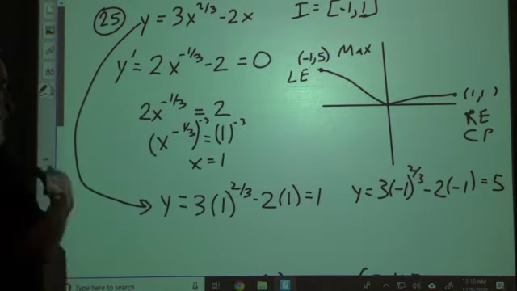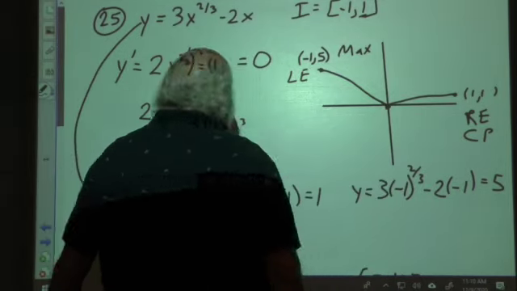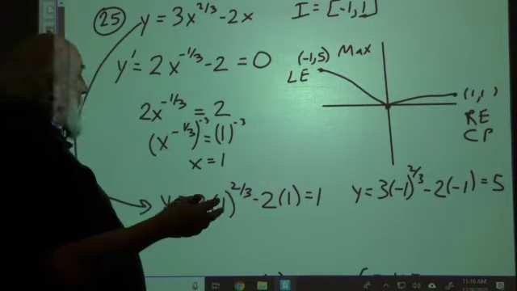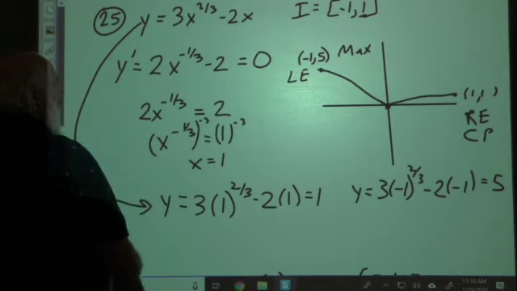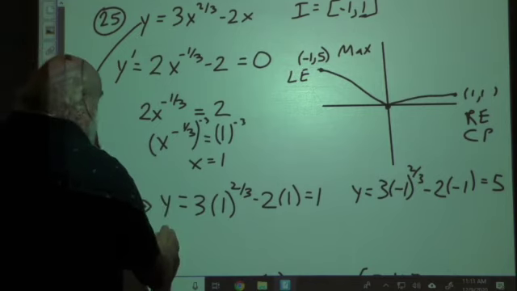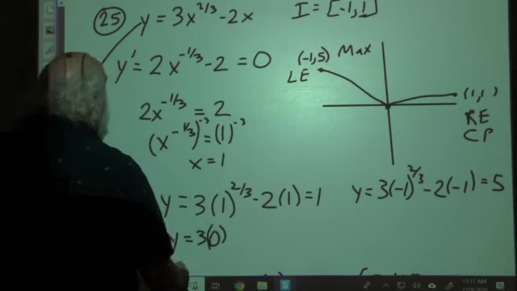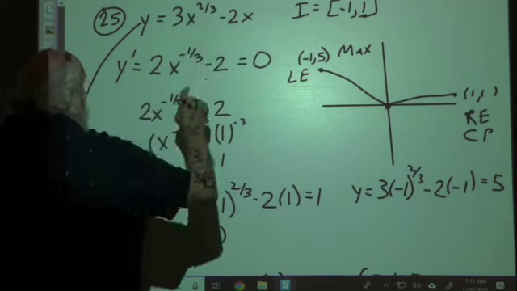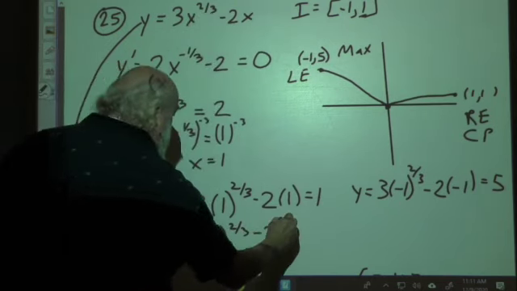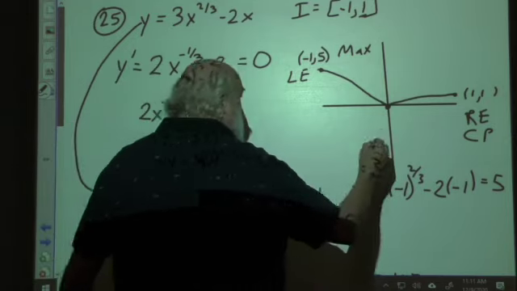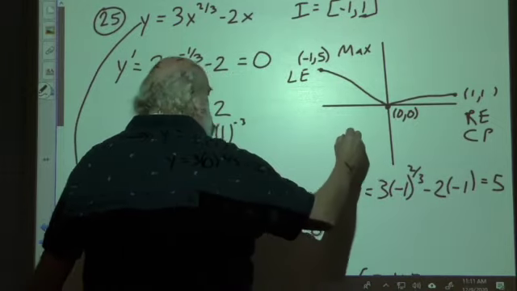Now, this point right here is your minimum, and it looks like 0, 0. If you want to prove that it is 0, 0, then you go ahead and plug in 0 for x, and so we have y equals 3 times 0 to the 2/3 power minus 2 times 0, and that is indeed 0. So this is 0, 0, and that is your minimum.